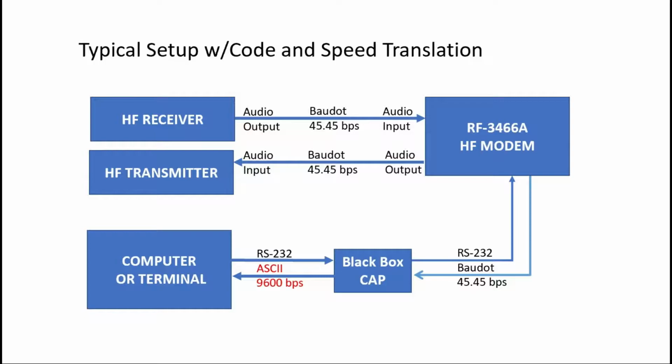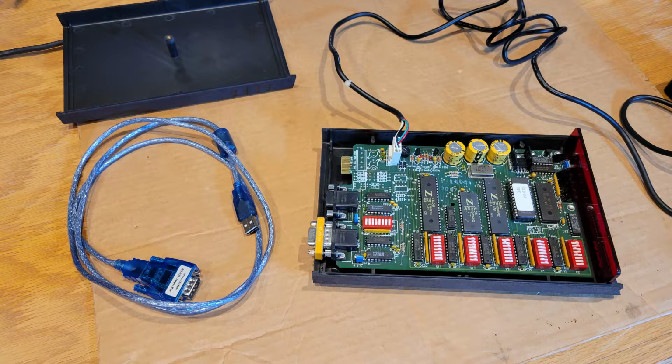But getting this black box CAP up and running was quite the sub project here, and I'll just give you an example of what it's all about. So here is a picture of the black box CAP with the top off, and also to the left of it you can see a pretty standard USB to serial adapter. In this day and age, you need these USB serial adapters to do serial communications with the PCs.